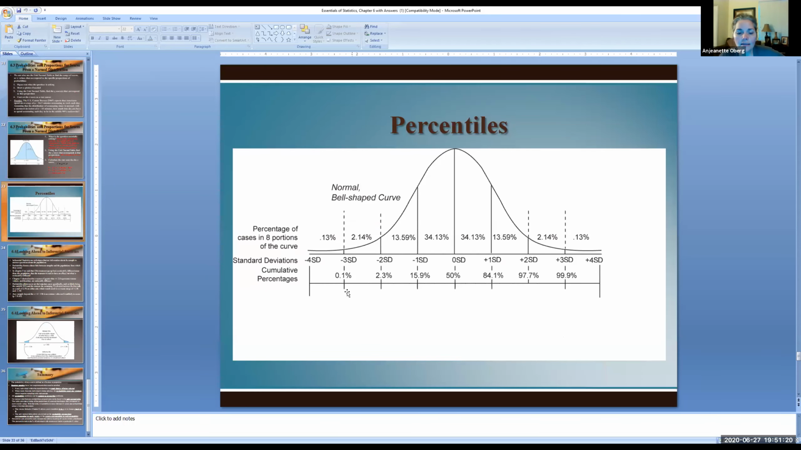So again, this bottom line is corresponding to percentile, where 50th percentile, if you're scoring here or above, you're scoring above 50% of the population. Here, you're scoring above 84.1% of the population, so you're in the 84th percentile, okay?